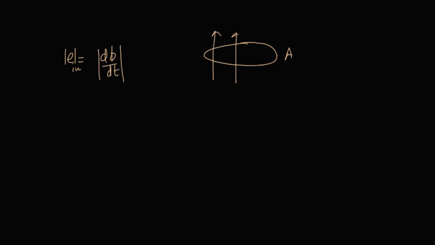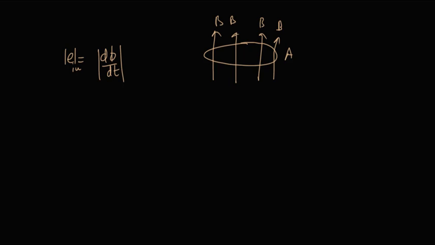The first law says that E is equal to the induced EMF. It is given by the rate of change of flux. So we have this E mod, this induced EMF, equal to the rate of change of flux. Let's say I have this area A, and I have this magnetic field B that is going upwards.